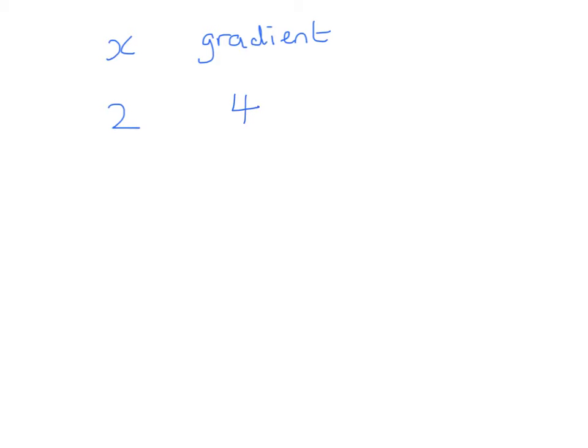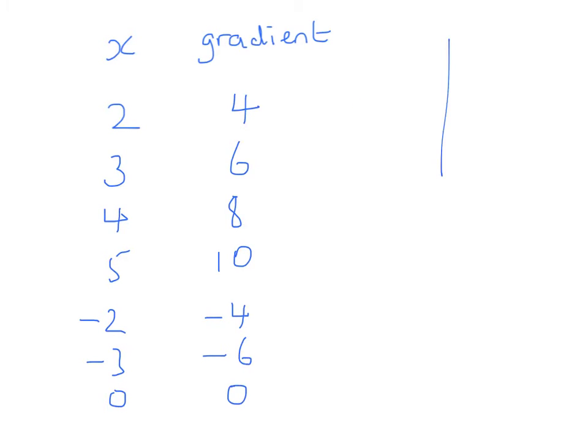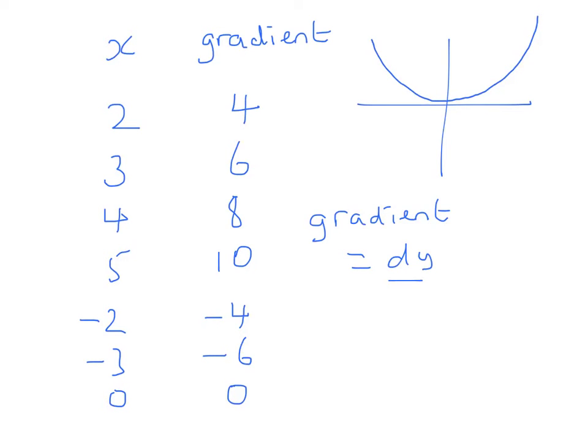Now we could do the same experiment and the same investigation with other x numbers, and what we'd find is we got these numbers here. We'd also find it works for negative numbers, and it also works at 0. Why does it work at 0? Because the graph is y equals x squared, and at this point here the gradient is 0. So what we've got is that the gradient is twice the x number. So the gradient, which is the change in the y divided by the change in the x, is always 2 times the x number.